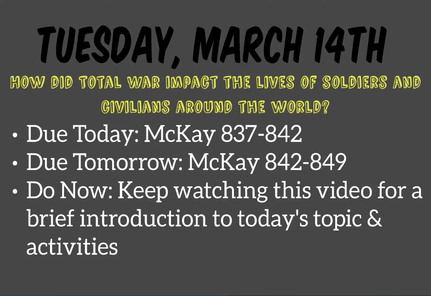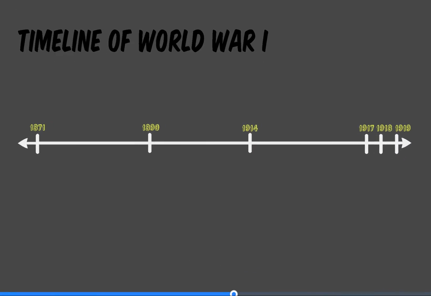All right, so really quick announcements. For tonight, you're going to read 842 to 849 in McKay, which is pretty exciting because we're starting the Russian Revolution, which means we're getting close to the end of World War I already. Last night, you read about the experience of war on the home front, which is an important topic, so we might recap that first thing tomorrow as well. But keep watching this video because it'll introduce you to that topic and the two activities that you're going to do right after. All right, so let's get into it.